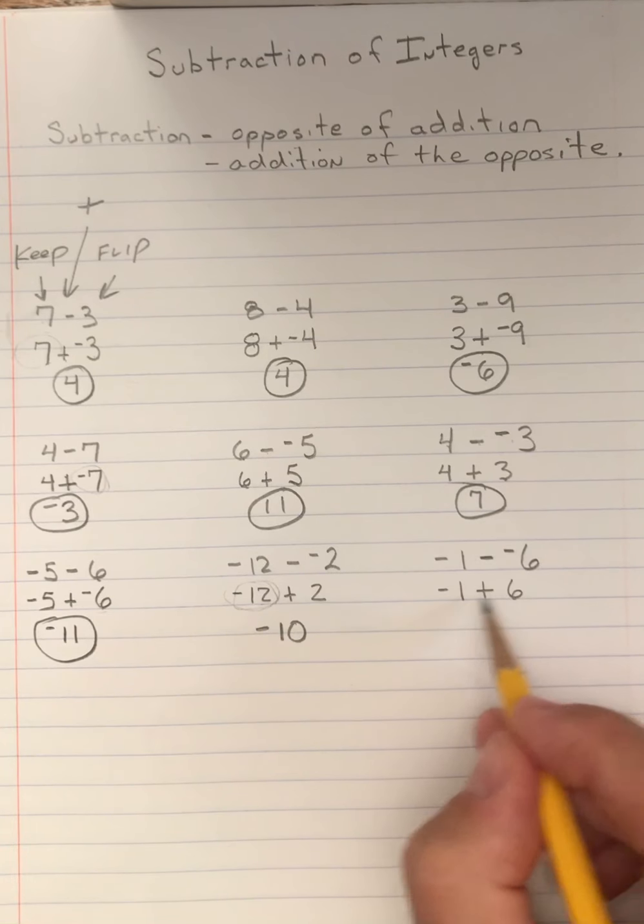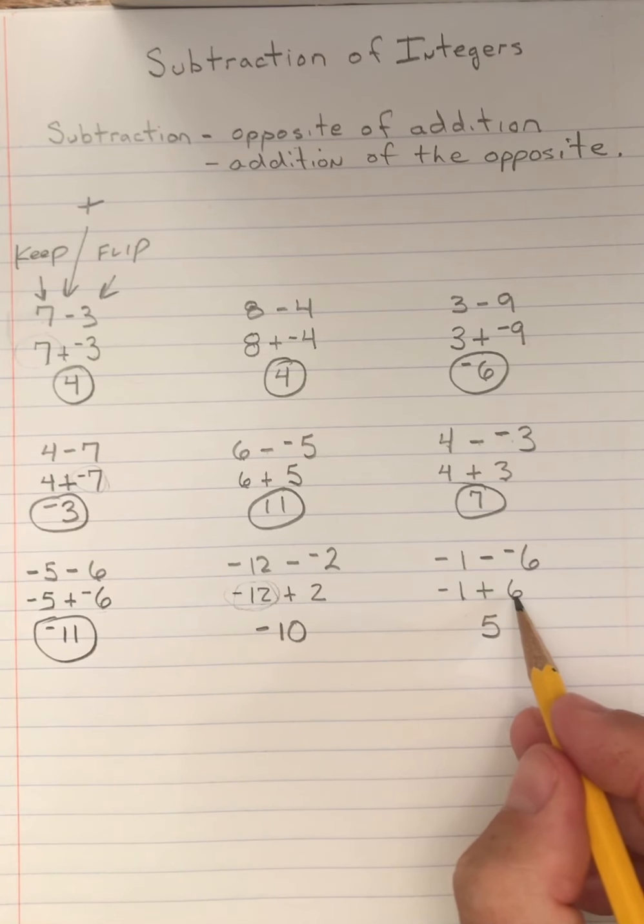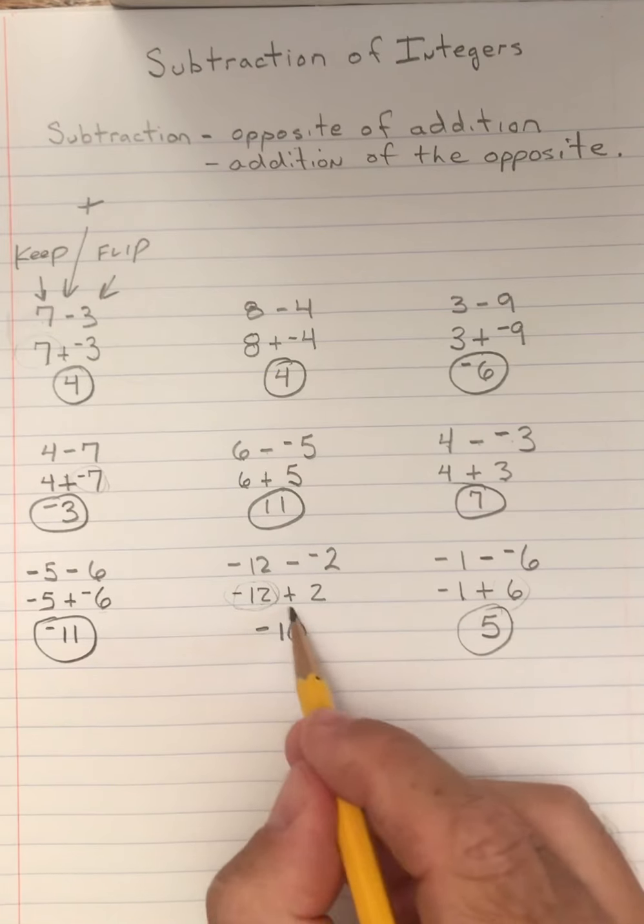Here's another one. Different signs. Subtract. 6 minus 1 is 5. Keep the sign of the larger absolute value. That's the positive one. So I'm done.